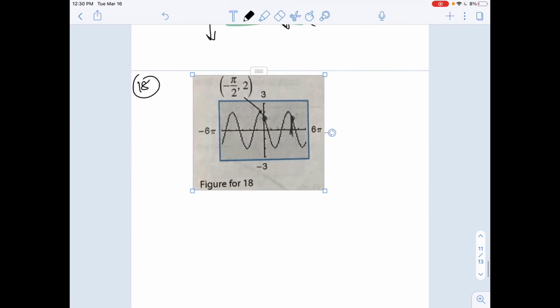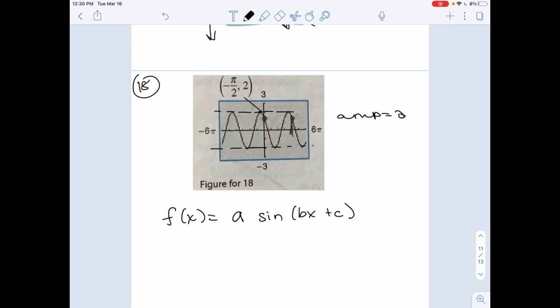Okay, so we've got this picture here in your book, and it says find A, B, and C for the function f of x equals a sine of bx plus c such that the graph matches this at the right. So a couple of things are going on here. We see that this point that they're pointing at is at negative pi over 2, comma 2. We see that right here at the top. So there's a couple things that we know. We know that the amplitude has to be 2, so this means A is going to be 2.